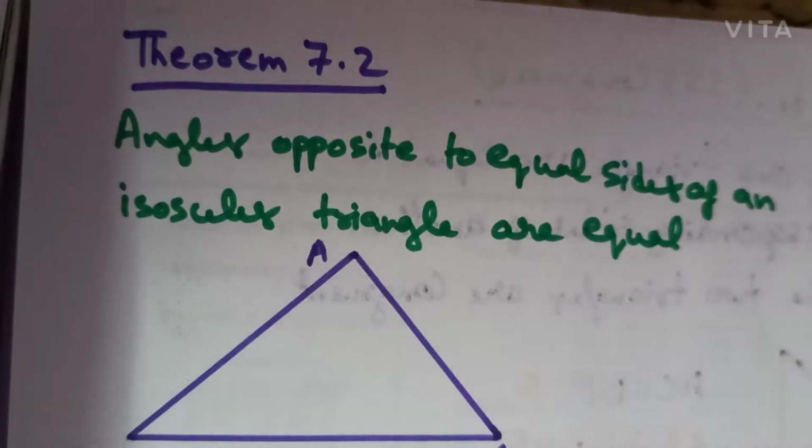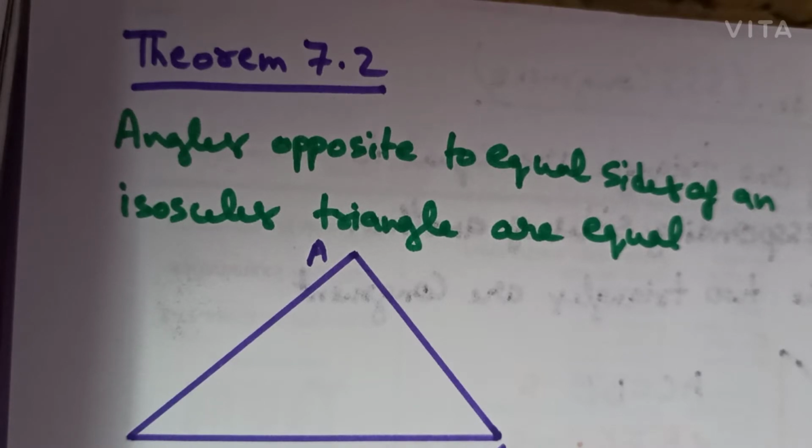Okay, students, so today in this lecture we will be discussing a few more theorems as well as some of the properties of the triangles. So, the first theorem we will be studying is theorem 7.2. It states that angles opposite to the equal sides of an isosceles triangle are equal.